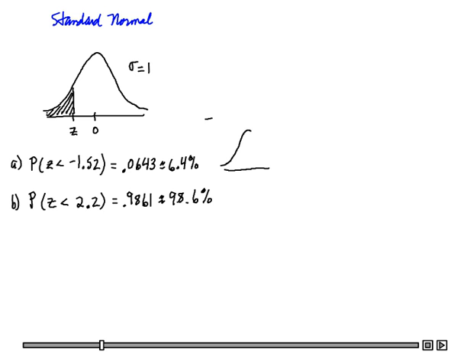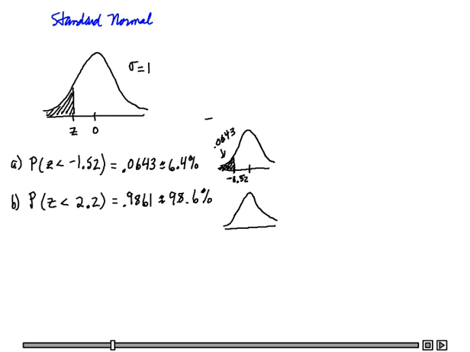Okay? Now, let me draw little pictures here. The first one that I looked up, the z-score was negative 1.52, and I looked in the table, and the table gives me the area. The table always is going to give you the area under the density function, or the probability of being less than whatever the value is. So I get 0.0643.